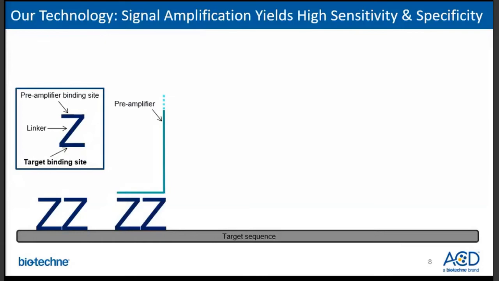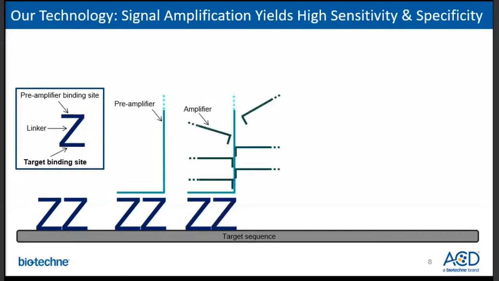So this is the preamplifier structure. When the two Zs hybridize in tandem to the target sequence, it creates a binding site upon which a preamplifier can bind and the amplification tree can be built. After the Z pairs hybridize with the target RNA, the preamplifier binds to the top of the Z pair, and each preamplifier can bind multiple amplifiers. So now the amplifiers are also going to bind this preamplifier structure, and each amplifier can further bind multiple labeled probes.